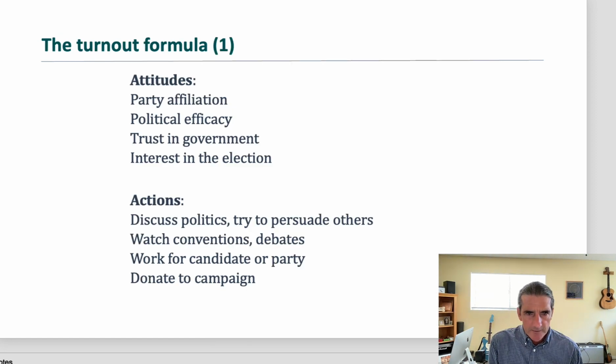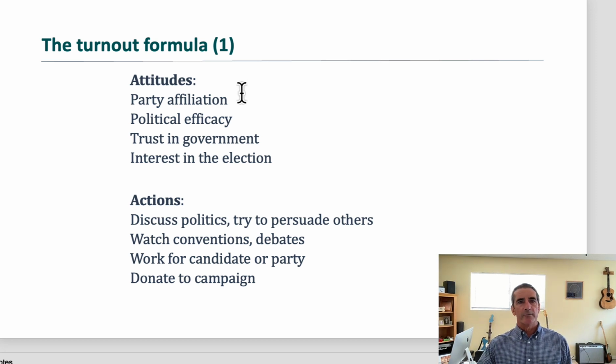So I've depicted this as a turnout formula, and it is comprised of attitudes, actions, socio-demographic factors, and then institutional factors. And the text does quite the same in terms of individual versus institutional factors that either encourage or discourage voter turnout. In terms of attitudes, here are the things that we know correlate with voter turnout.